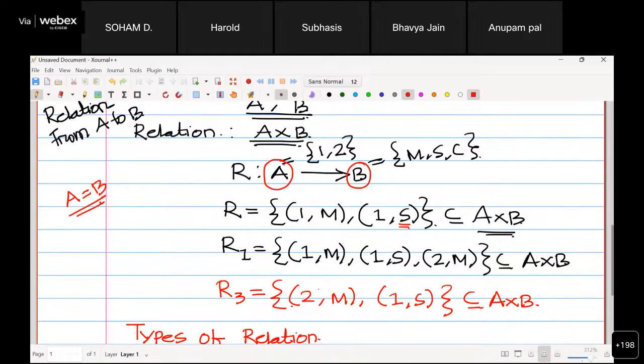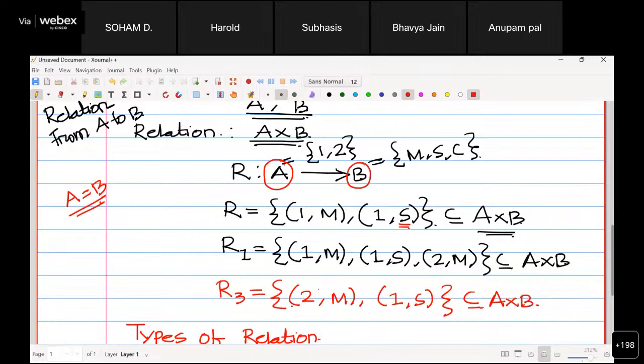Sir, but there are only two sets here. I am talking about R1: 1 comma M, 1 comma S and 2 comma M belongs to A cross B. So sir, there is no such set as 2 comma M, because if 2 comma M is a set, then a new set C will be created.